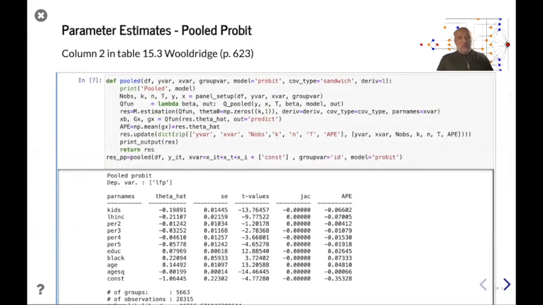Okay, so that was how we did that. The pooled probit is very similar to probit. It's just that we need to have a robust variance covariance matrix that takes into account the clustering at the individual level when calculating the variance covariance matrix.